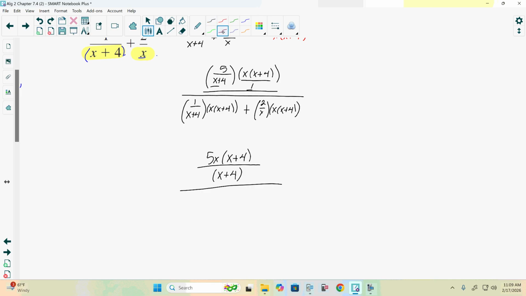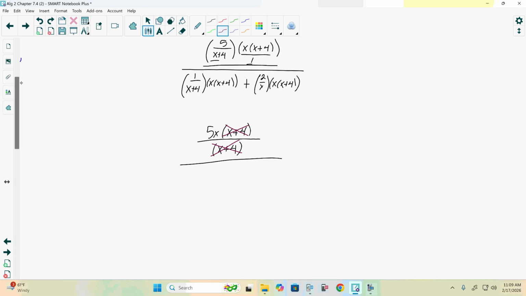Well, wait, we have something in common on top and bottom, yes? So those x plus 4 over x plus 4 would simplify. Do we have a fraction on top anymore? No. Let's look at the denominator and see if it does a similar thing.